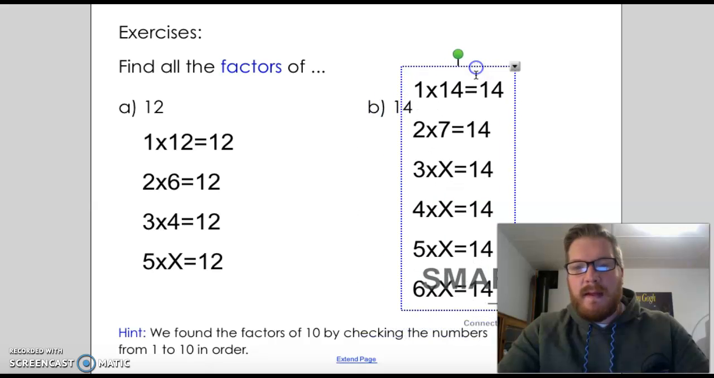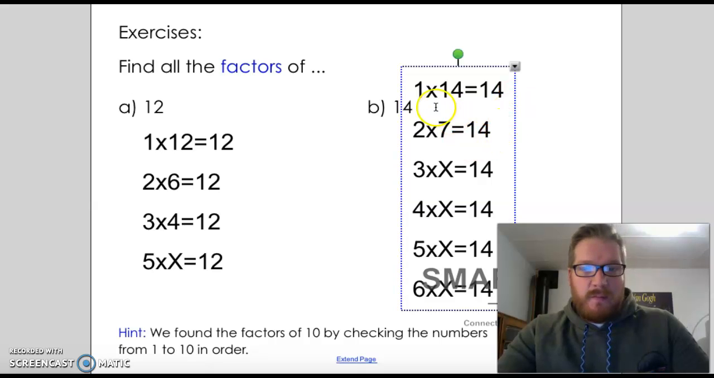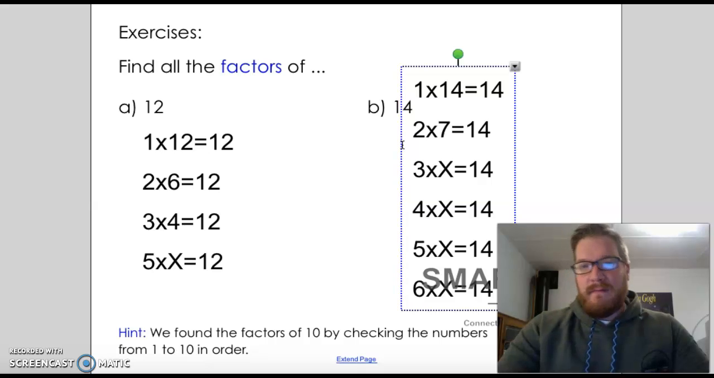It's hard to move around. Anyway, once I've done 6, I've already got 7 up here. So all my factors of 14 are 1, 14, 2, and 7. Those are all the factors of those numbers.